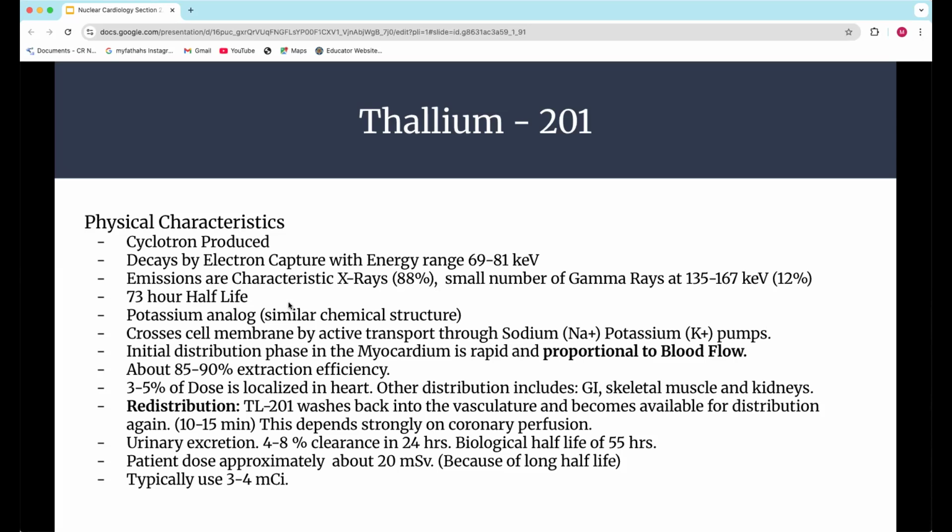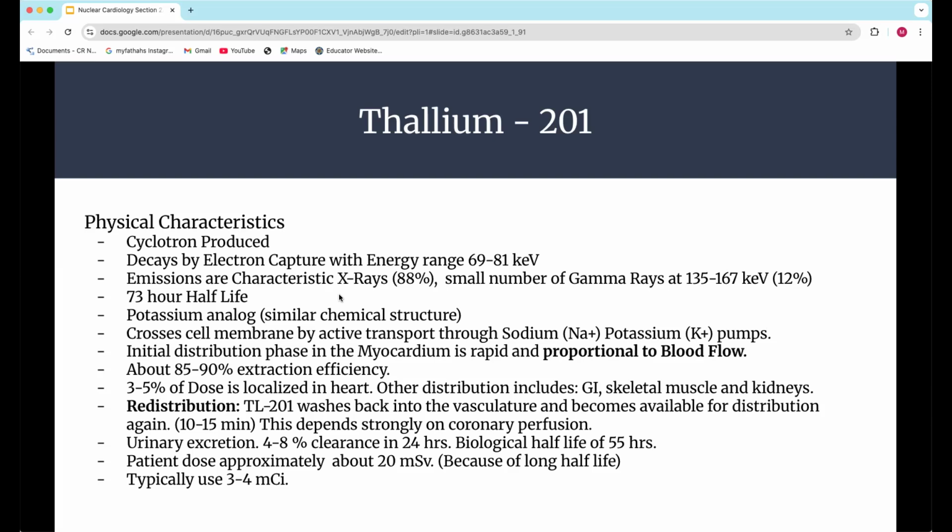This is a potassium analog, which means it's similar to potassium in chemical structure. The way that it works is by active transport with the sodium-potassium pumps in your muscle, right? So that's how it gets into the cell. Again, it acts like potassium, and that's how it works.